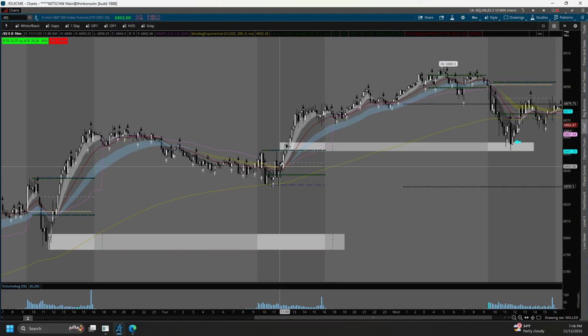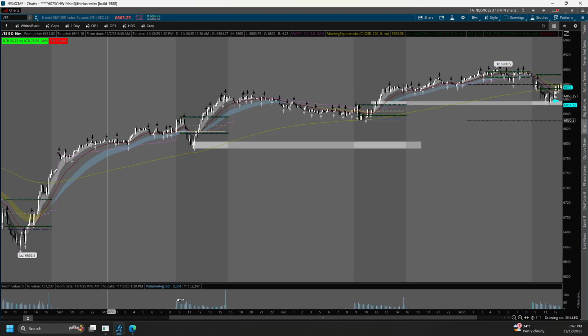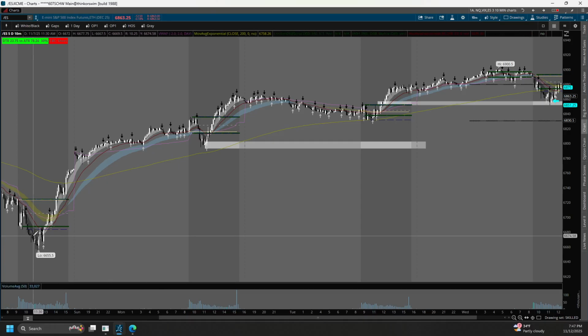At 11:30 right here, we came down to the low of day, snatched it back up, and we made a move. So we really got to watch those. It looks like three days in a row. And on that day, the day before yesterday, yeah, that one.